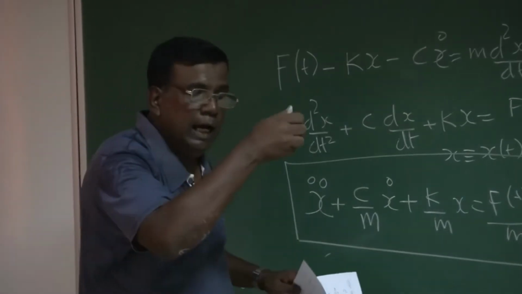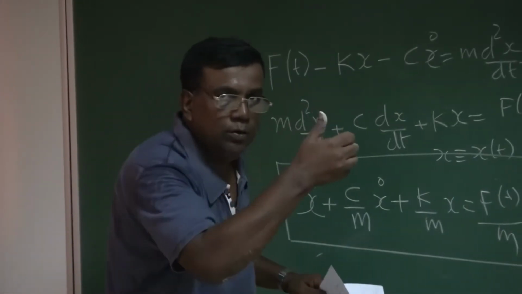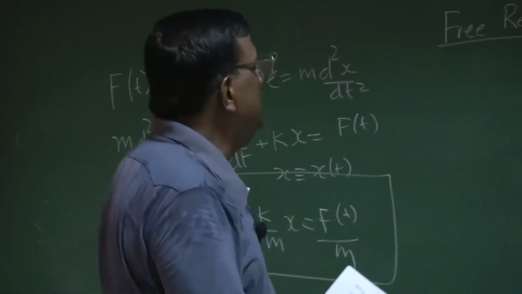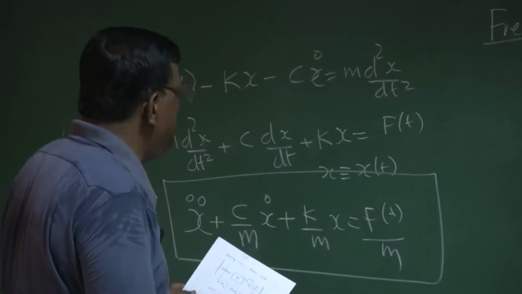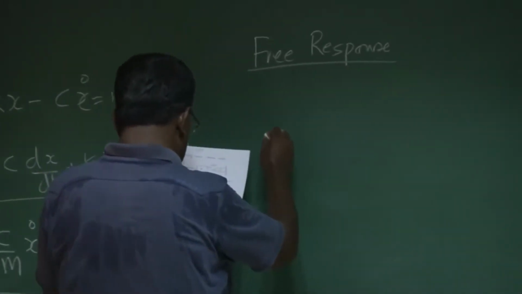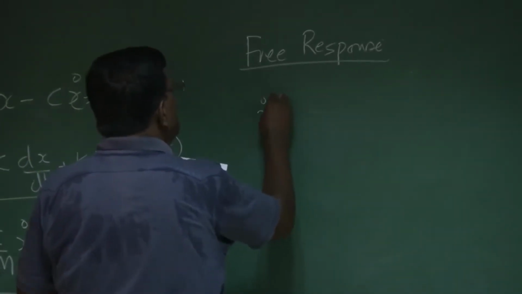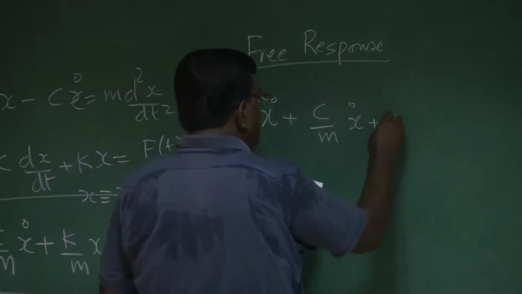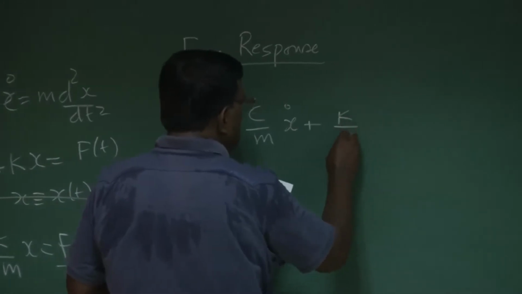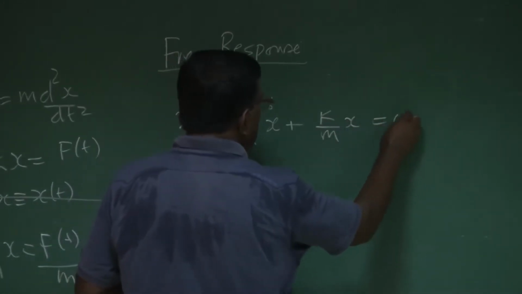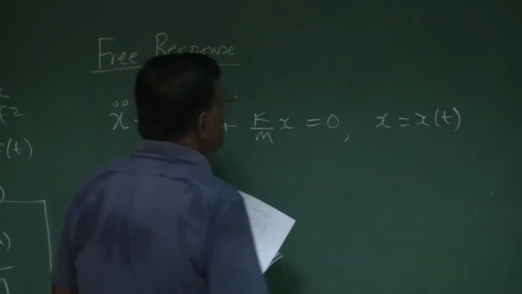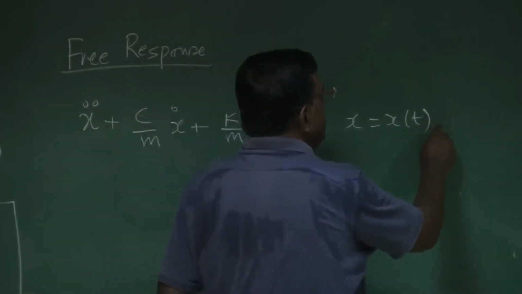For an airplane, I have given elevator input and withdrawn. So I see how the airplane is moving. That is the free response. Okay. So we are focusing on the free response. So I can write this as x double dot plus c by m x dot plus k by m x is equal to 0, where I understand x is nothing but x of time. And this is free response.